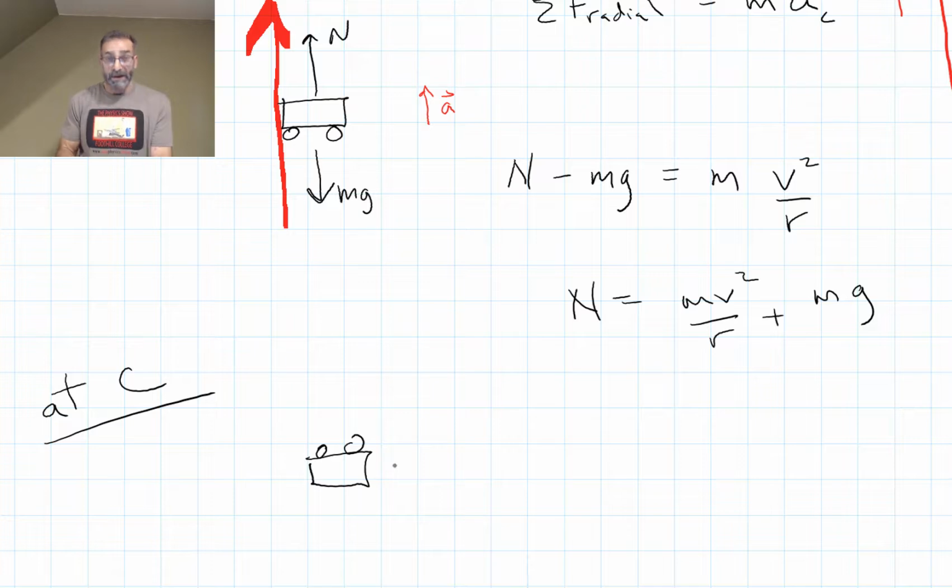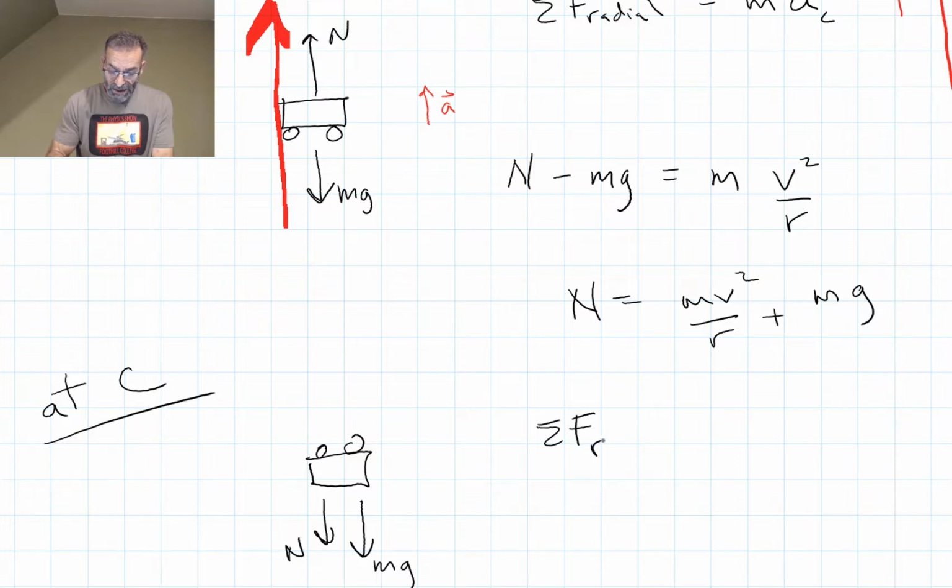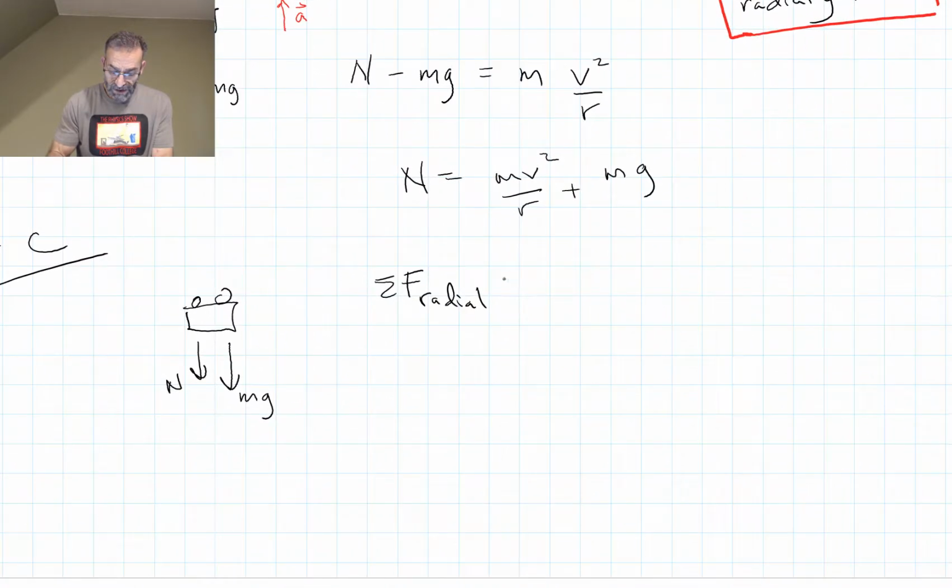So now my roller coaster car is upside down, and the track is pushing on it with a normal force, and the force of gravity is still acting on it. And I say the sum of the forces in the radial direction has to equal m a centripetal. What direction do I want to be positive? What direction is the acceleration? The acceleration is toward the center of the circle. So I want that to be my positive direction.